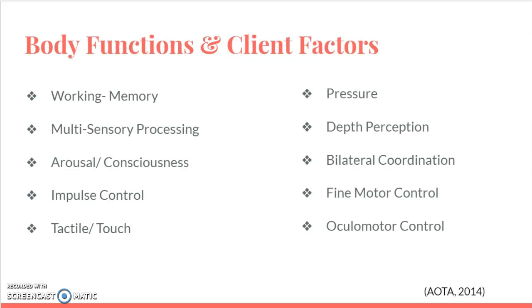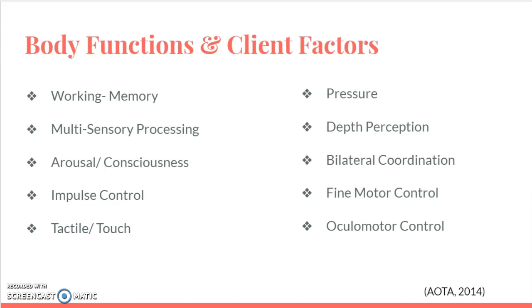In our design project, E uses different body functions and client factors that are therapeutically addressed. Working memory. E has to apply her memory while performing the task of putting the right sides of the cubes together. Multisensory processing. E has to use more than one sense to figure out how to put the cubes together. She has to use vision to watch what she is doing, and she has to touch and use pressure to hold and apply force to fit the puzzle cubes together.